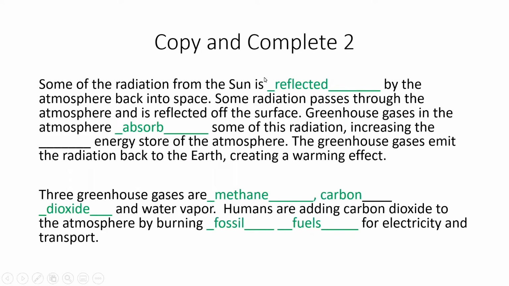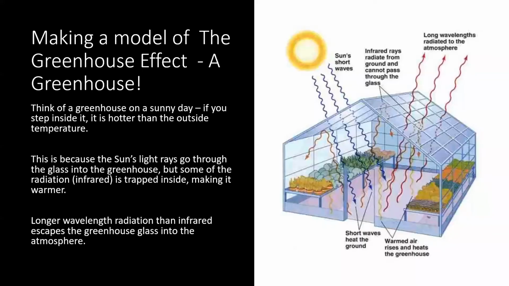Some of the radiation from the sun is reflected by the atmosphere back into space. Some radiation passes through the atmosphere and is reflected off the surface. Greenhouse gases in the atmosphere absorb some of the radiation, increasing the thermal store of the atmosphere. The greenhouse gases emit the radiation back to Earth, creating a warming effect. Three greenhouse gases are methane, carbon dioxide, and water vapor. Humans are adding carbon dioxide to the atmosphere by burning fossil fuels for electricity and transport.